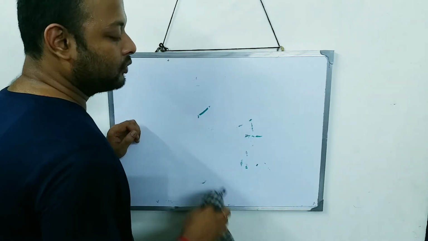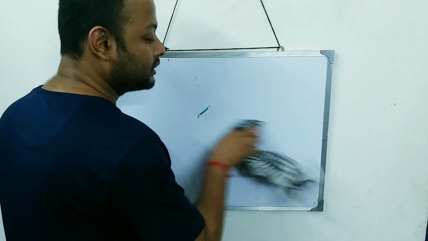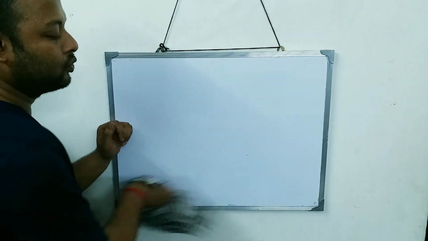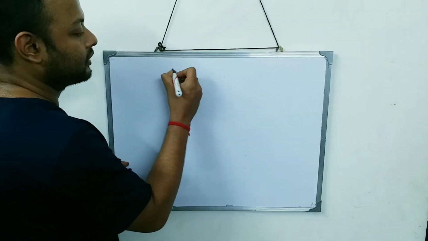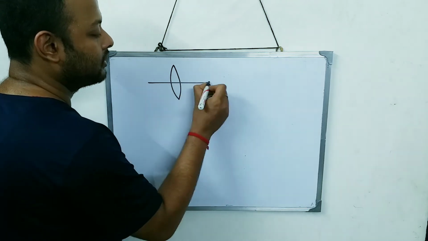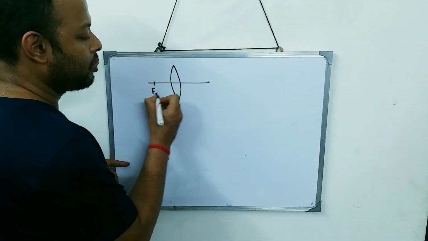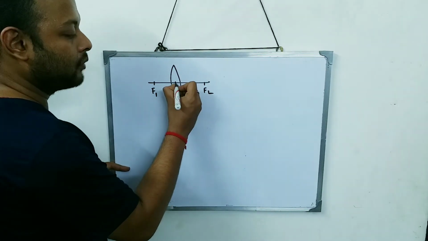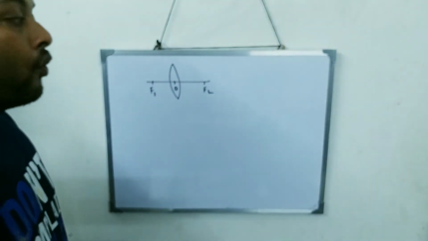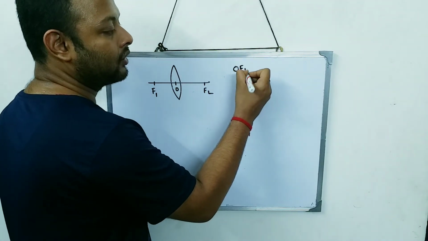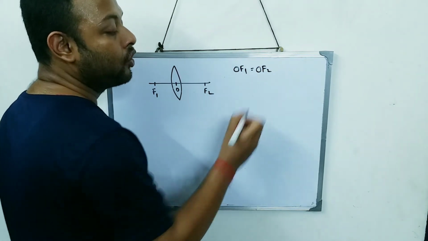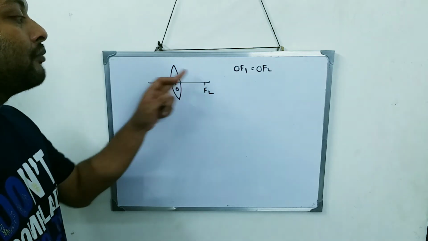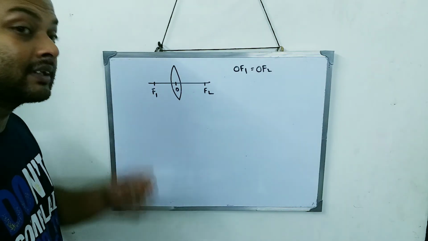So right now, how many focal points do we have? There are 2 focal points. Suppose I take this as the lens; there are 2 focal points, F1 and F2, and this is the optical center O. OF1, the first focal length, is equal to OF2, the second focal length, only when the medium on either side is the same.